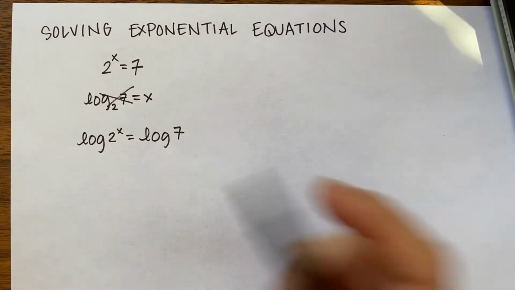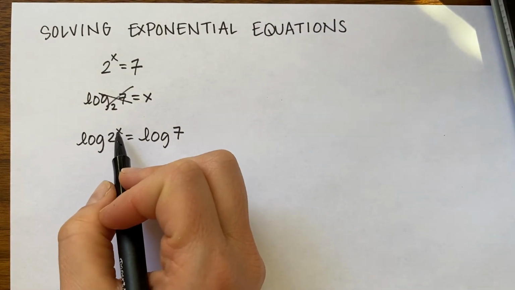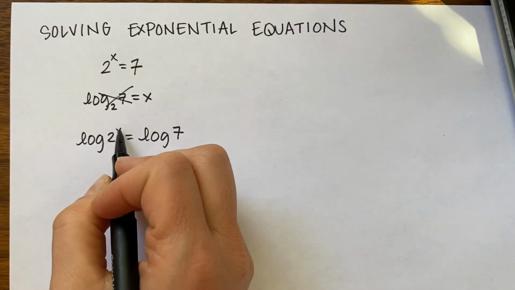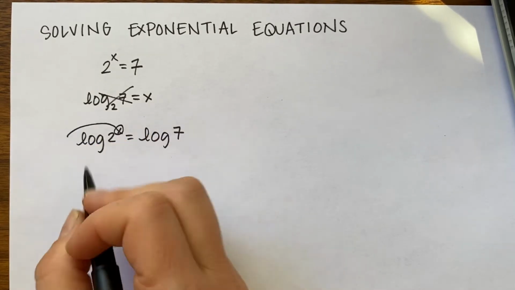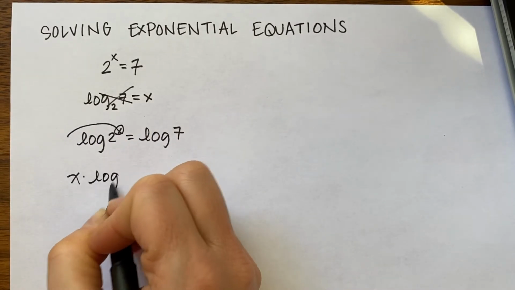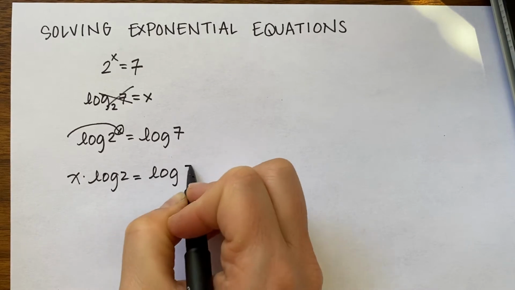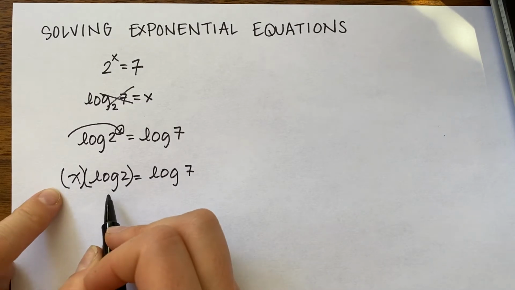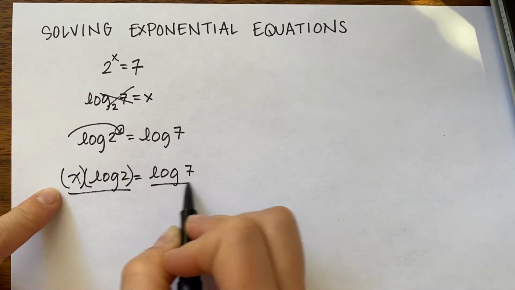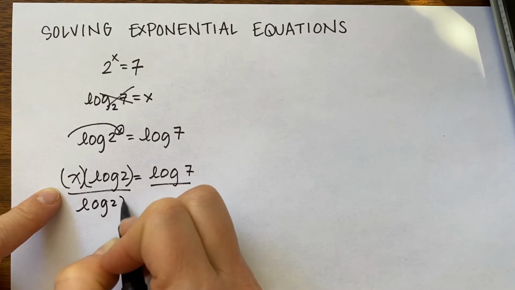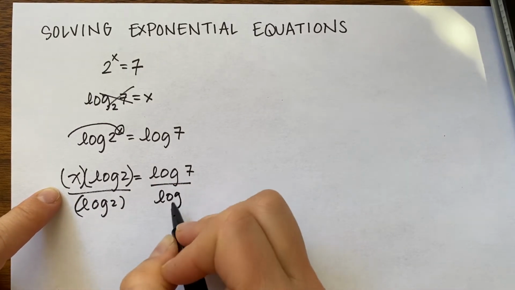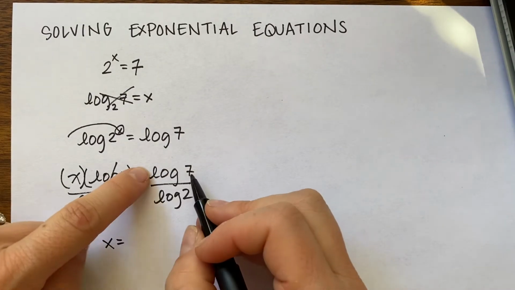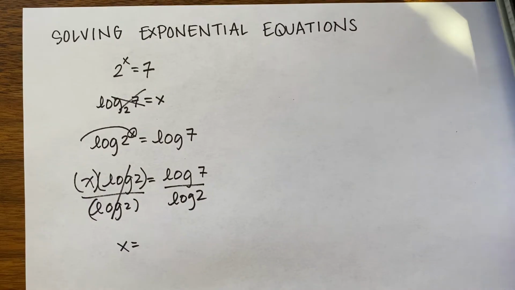Now, you may notice here that x is an exponent. And when I have a power in a logarithm, I can bring that power forward using my power rule. x times the common log of 2 is equal to the common log of 7. Now, x is being multiplied by a number. In order to solve for x, to isolate x, I'll divide by that number because any number over itself is 1. x is equal to the log of 7 over the log of 2.